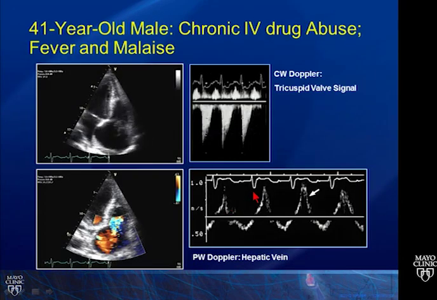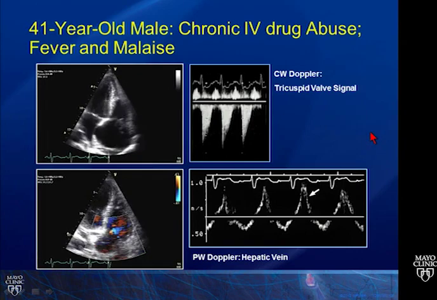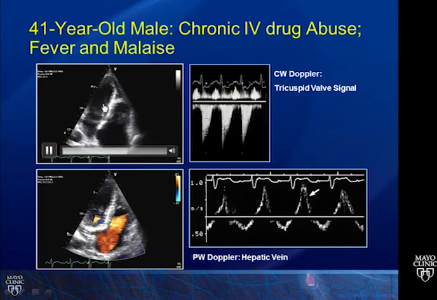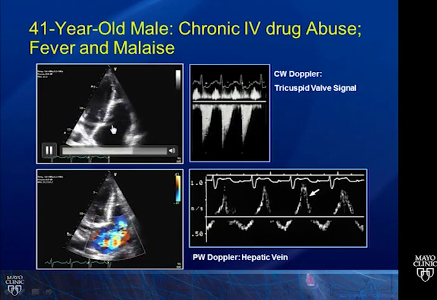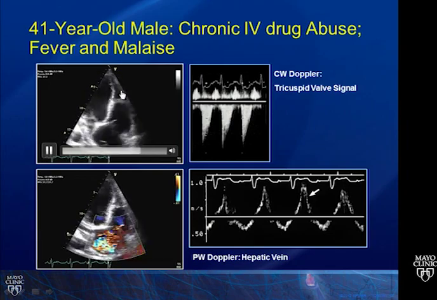Case 16 is a 41-year-old with chronic IV drug abuse and fever and malaise. Again, they're going to give you a little vignette to think about. And here we have typical Mayo format that it's a little bit tilted, so the tricuspid valve is a little bit harder to tell, but that is the right side.